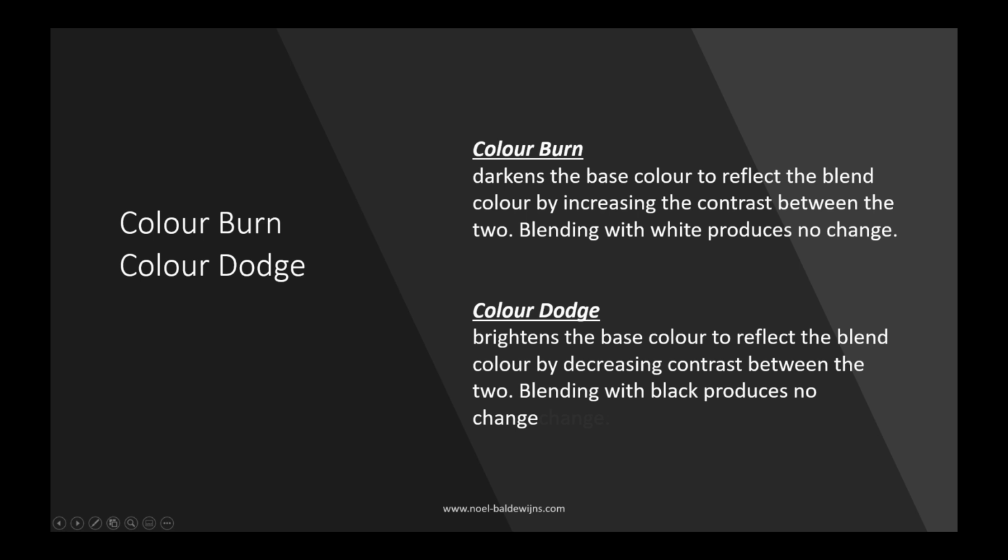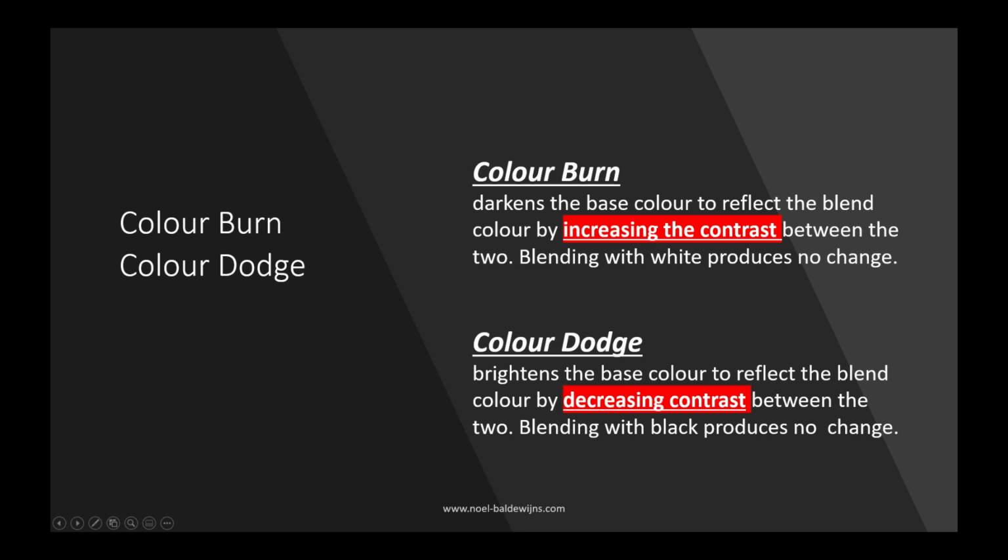Adobe says color burn darkens the base color to reflect the blend color by increasing the contrast between the two. Blending with white produces no change. For color dodge, Adobe says brighten the base color to reflect the blend color by decreasing the contrast between the two. Blending with black produces no change. And now more simply, color burn is increasing the contrast, color dodge is decreasing the contrast.